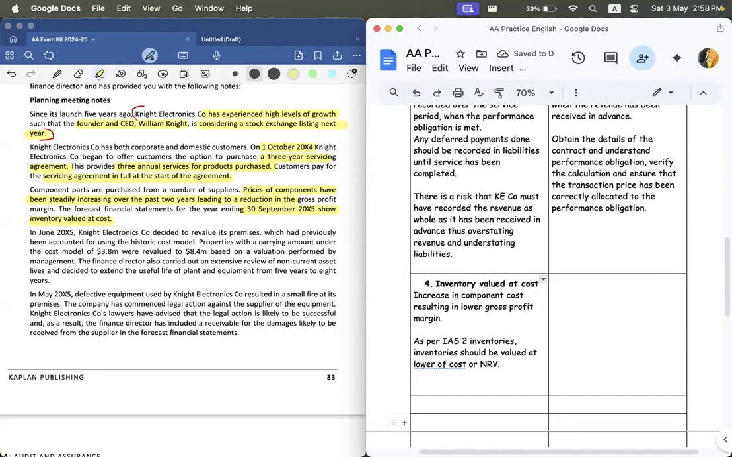Now, we are not getting the gross profit margin that we have actually intended, right? Because the gross profit margin is falling. That means the fair value of the inventory is falling. So tell me, in this case, would the cost be lower or the fair value would be lower?